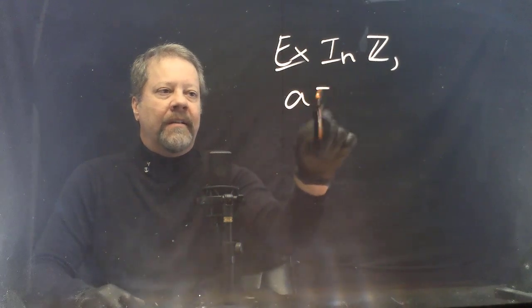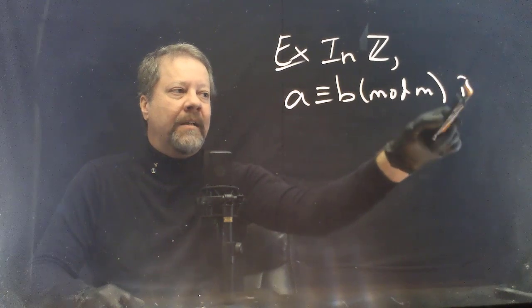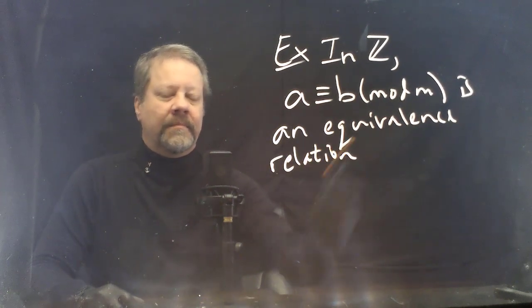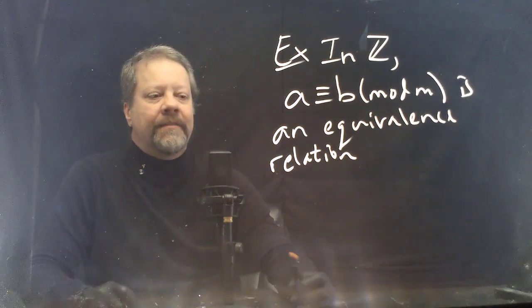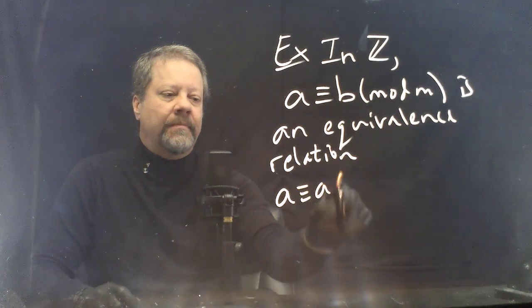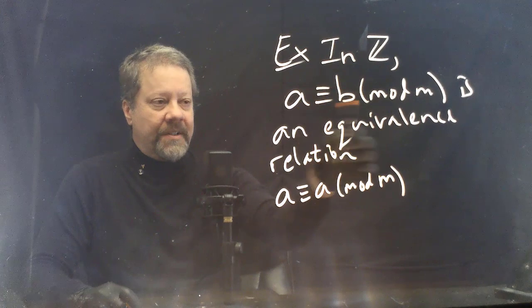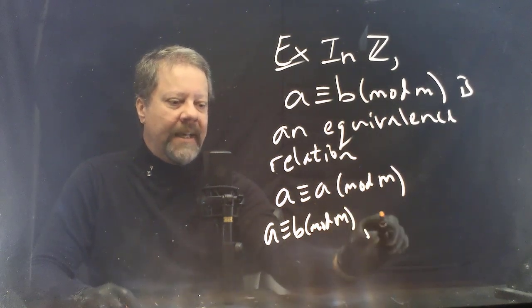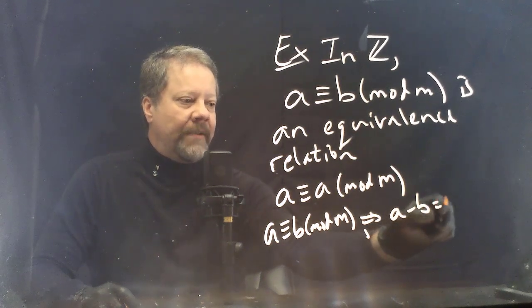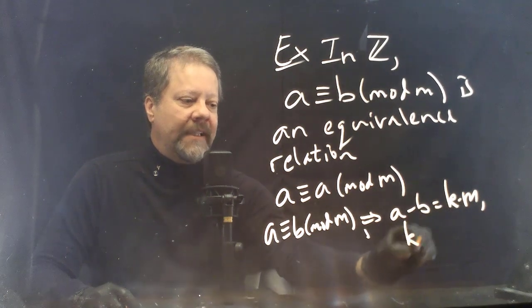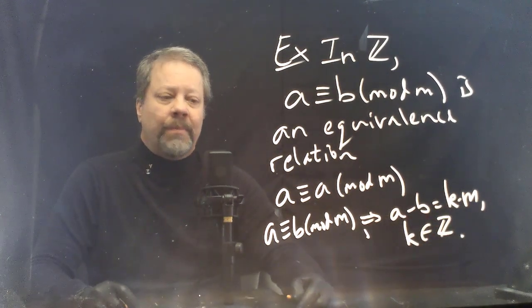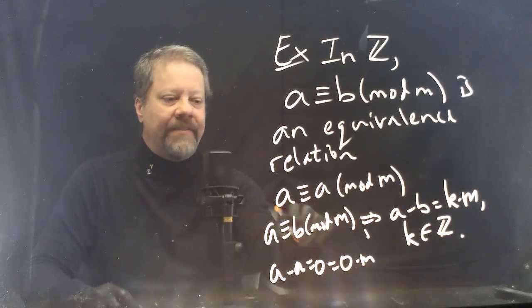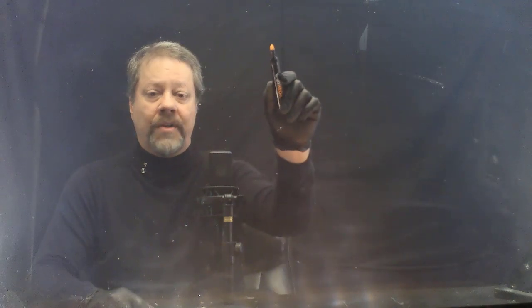In the integers, A equivalent to B mod m is an equivalence relation. Well, A is congruent to A mod m for any integer A. That's true. What does it mean for A to be equivalent to B mod m? It means that A minus B is equal to a constant k times m, where the constant k is an integer. So the difference is an integer multiple of m. Well, A minus A is 0, which is 0 times m, and that gives you A is congruent to A mod m.